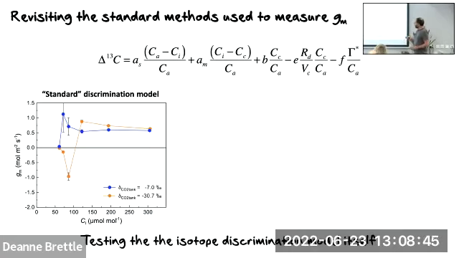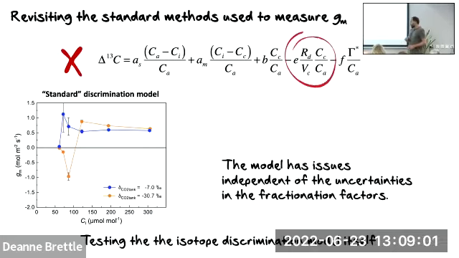And you can see that as you go to lower and lower CO2 concentrations, those two measures of mesophyll conductance diverge further and further, to the point where you even get negative values, which doesn't really make sense physiologically.